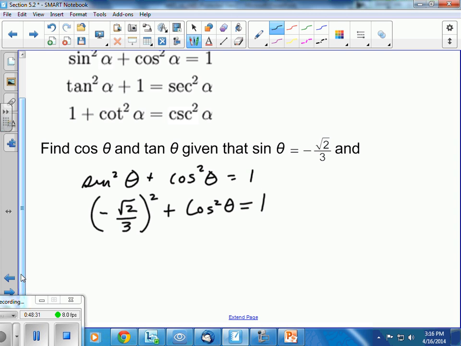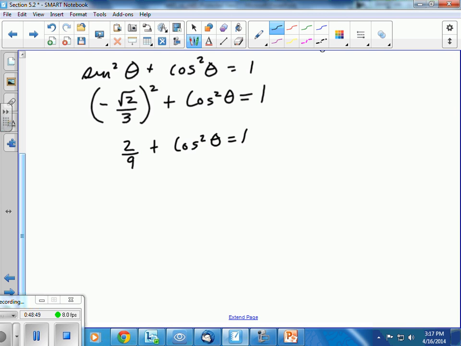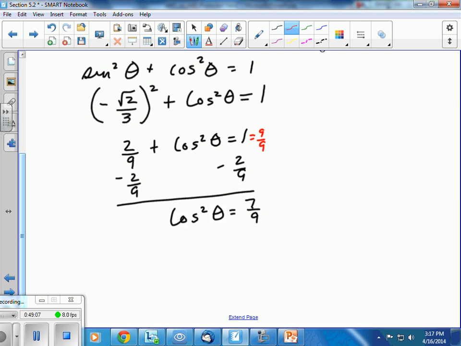Of course, once I square that, I have 2/9, and a negative times a negative, of course, is a positive, plus the cosine squared theta is equal to 1. I'm going to do my algebra, and I'm going to subtract 2/9 from both sides, finding that the cosine squared theta is in fact equal to, of course, 7/9. Remember that 1 is the same as 9 over 9, so I can subtract.